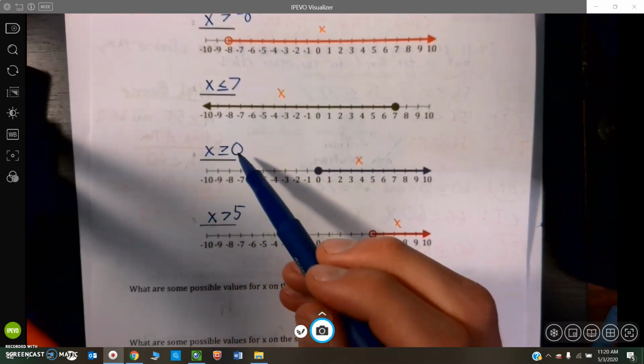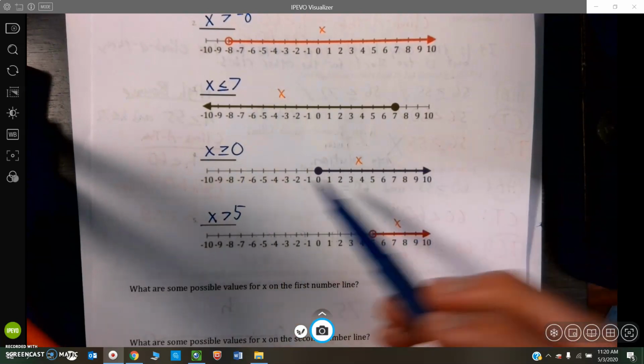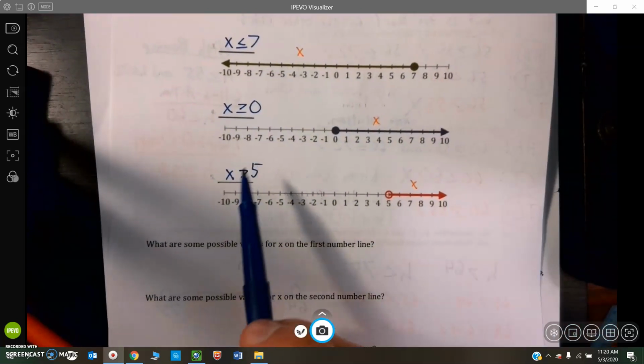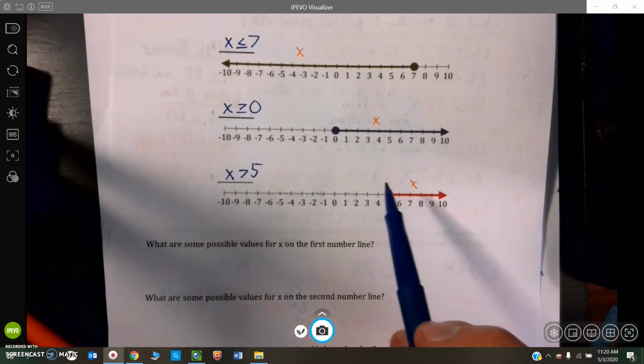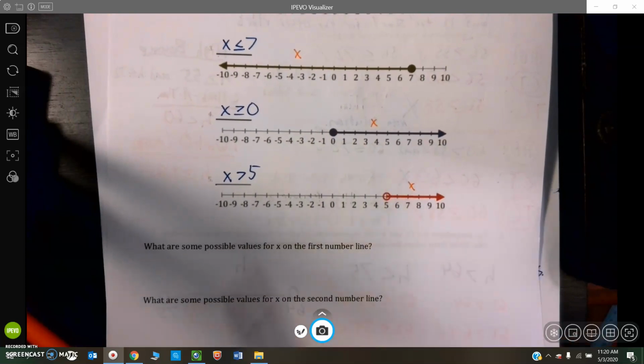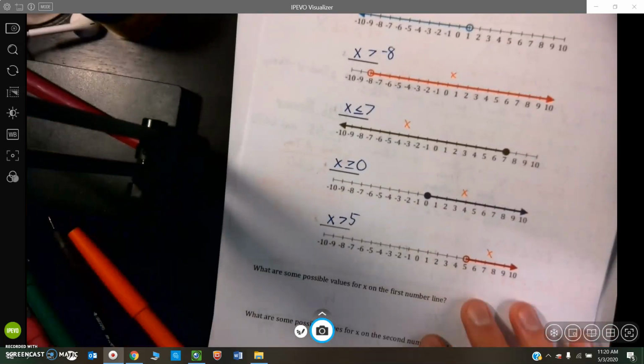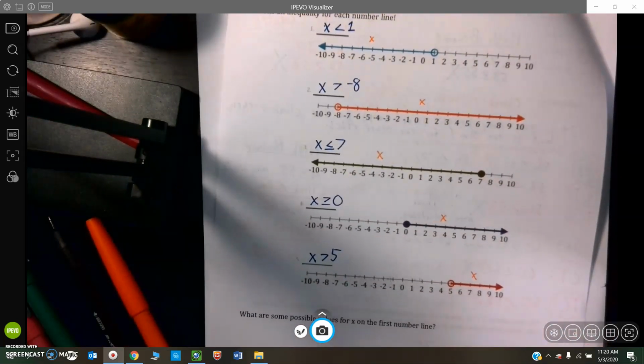X is greater than or equal to 0. Once again, you can see all my values for x are counting up. And then x is greater than 5. We start at 5 and then begin counting up. So, what are some possible values for x on the first number line?